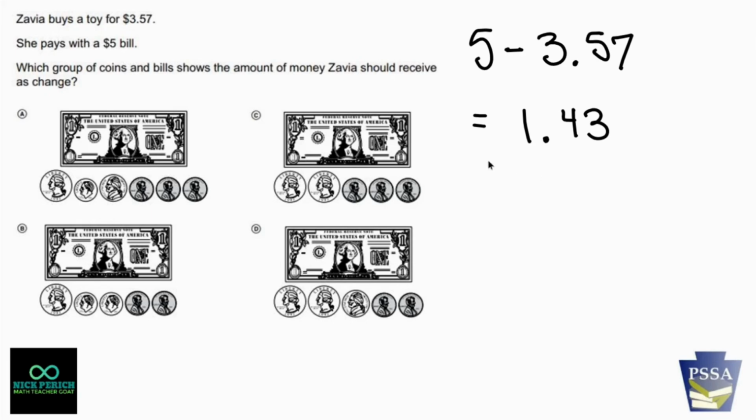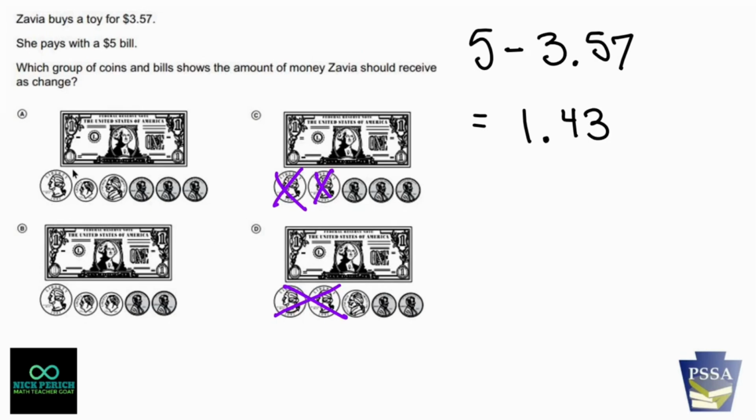Now, let's get rid of ones that don't make sense. Let's look for the ones with 2 or more quarters. If it has 2 or more quarters, that means your change is going to be more than 50 cents, because each quarter is 25 cents. So C has 2 quarters in it, which means my change is not going to be that. It's going to be too much. Same thing with D.